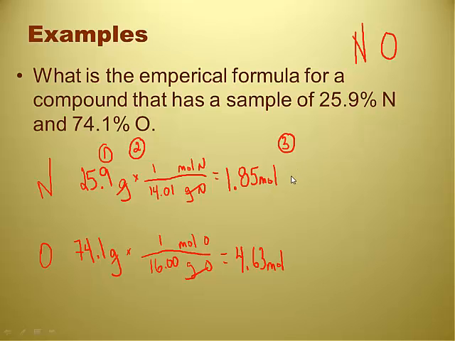All right, so the third step is going to begin right here. We have to divide by the smallest, because I can't say N 1.85, O 4.63. Dalton would just have a stroke. Yeah, that would be a pretty ugly number. So step 3, divide by the smallest, and 1.85 is definitely the smallest. So I'm going to divide by 1.85 moles again, because that's my smallest.